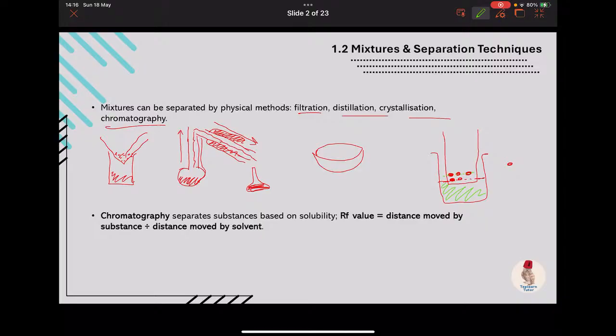Someone in the comments is asking, can you explain this point again? Can you elaborate which point I should explain again? Sorry, I did not read your comment.